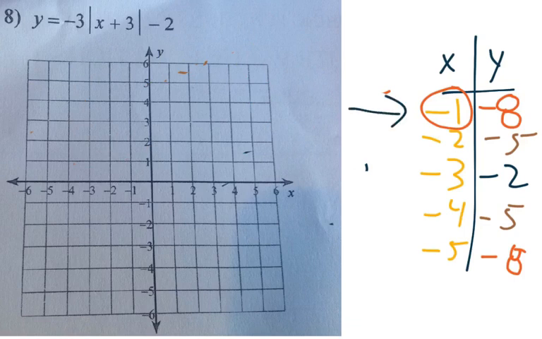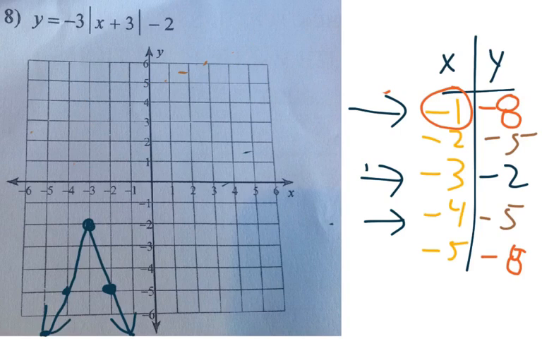So first point, -1 is -8. Now, it's definitely off the screen there, guys, way down at the bottom of my screen, which I can't even place there. -2 is -5 right there. -3 is -2 right there. -4 is -5 right there. And -5 again is going to be way down off the screen. But as you can see there, guys, there is my V shape. And absolute values always look like V's. Okay? Pause the video if you need to.